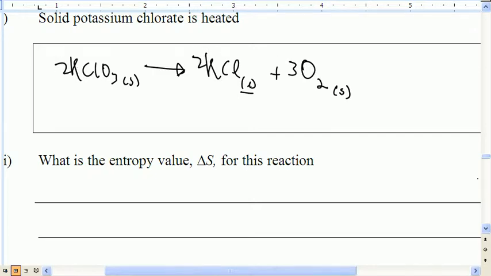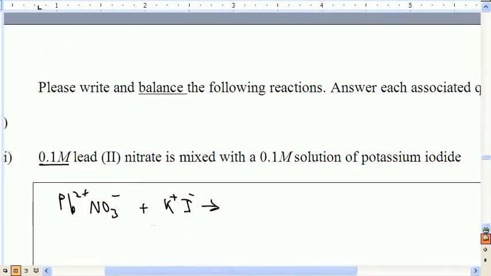Okay, entropy value. Well, this goes from a solid to a solid plus gas, and even if you didn't know that, it goes from a solid to a gas, so it gets messy. So delta S is positive for this reaction. It doesn't ask you to explain, so we're not going to explain.